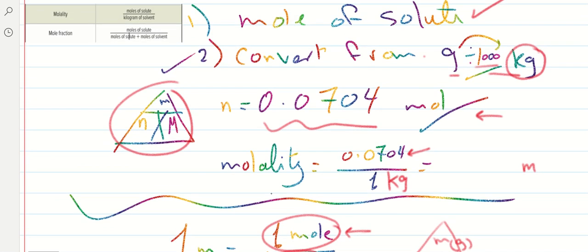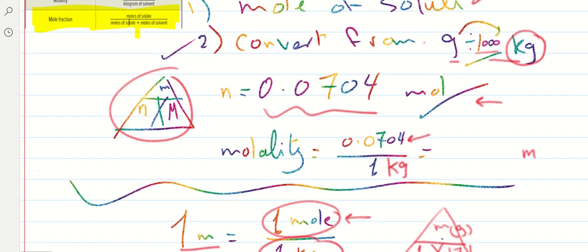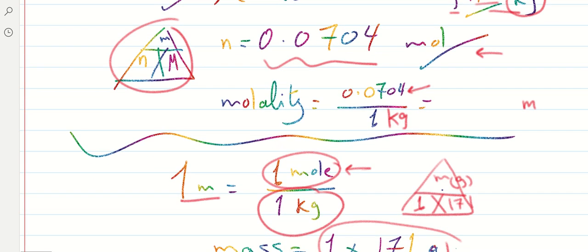Question 29, another formula, which is mole fraction. How to calculate the mole fraction? Let me use the highlighter. The mole fraction equals moles of solute divided by moles of solute plus moles of solvent. And please don't forget to use brackets in the calculator.